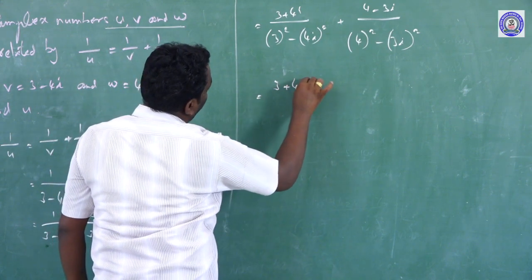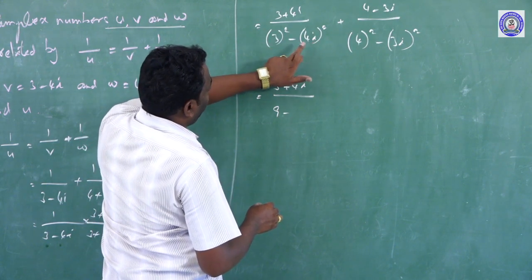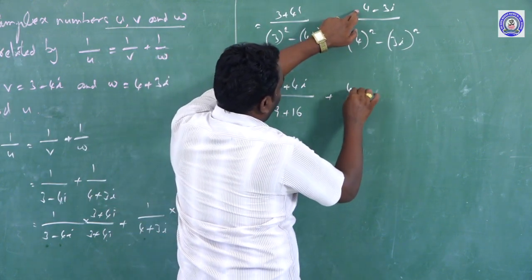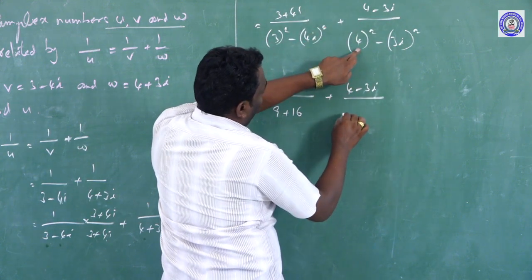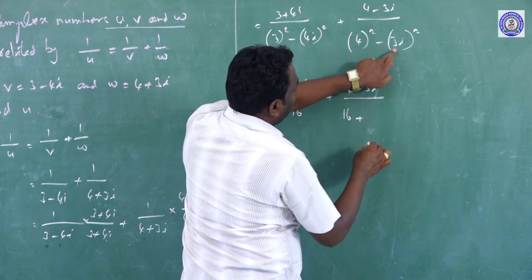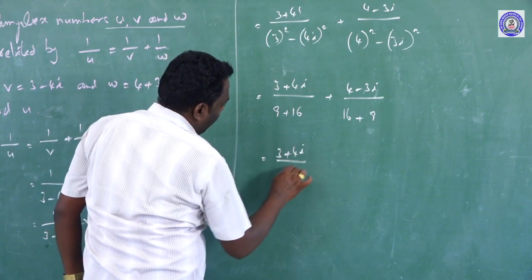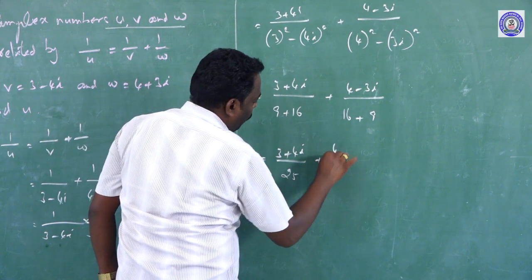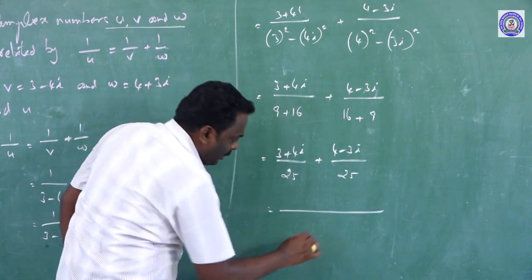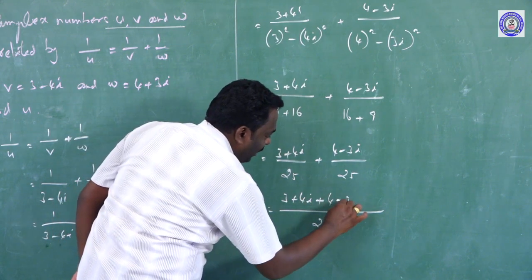3 plus 4i as it is, and 3 square is 9, minus i square value equal to minus 1, minus into minus is plus, and 4 square is 16, plus 4 minus 3i as it is by, and 4 square is 16, minus, again i square value equal to minus 1, minus into minus is plus, 3 square is 9. That is equal to 3 plus 4i by 25, plus 4 minus 3i by 25. Both have the same denominator, take a common denominator, 25, therefore 3 plus 4i plus 4 minus 3i.